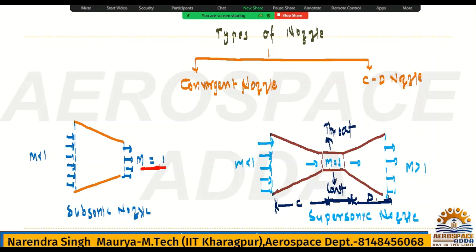What about convergent-divergent? If it is subsonic at the inlet of the convergent-divergent nozzle, and at the exit of the CD nozzle Mach is greater than 1, then it is 100% sure that at the throat Mach is 1. Because at the inlet Mach is less than 1 and at the exit Mach is greater than 1, at the throat Mach will be 1. Then only at the exit do you get Mach greater than 1. That is the possibility. So the throat will have a choked condition, and whatever mass flow rate you calculate now will be maximum.